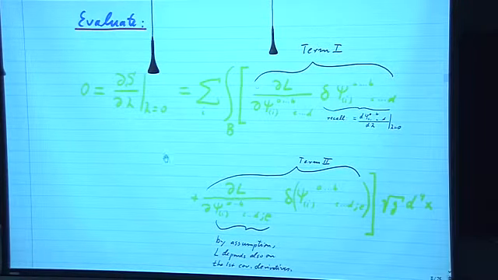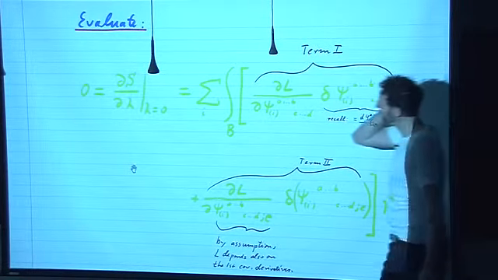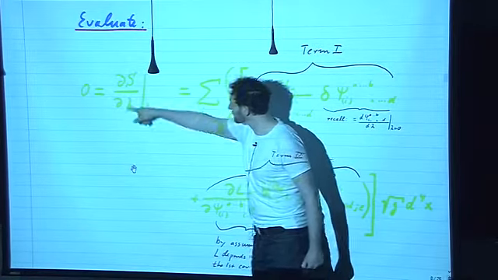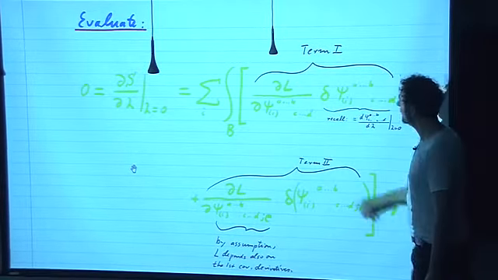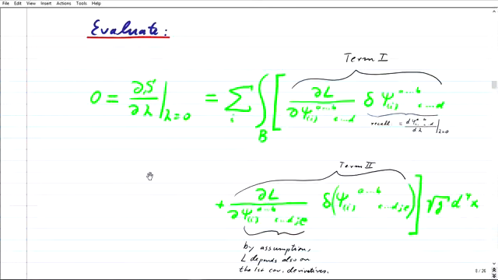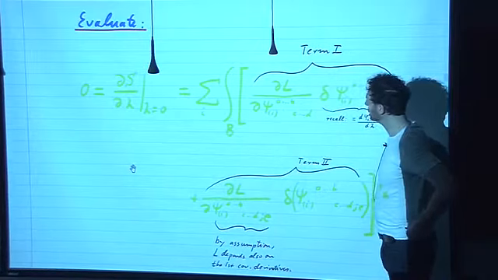Okay, so we evaluate this now. And what do we get? We have to differentiate the action with respect to lambda. So the action is this integral here. And we have a sum over all species. That's the summation over I.